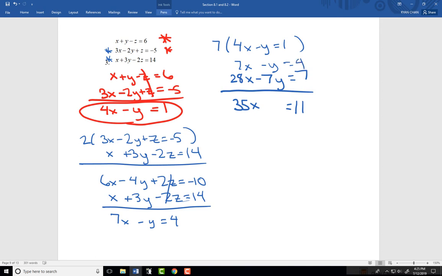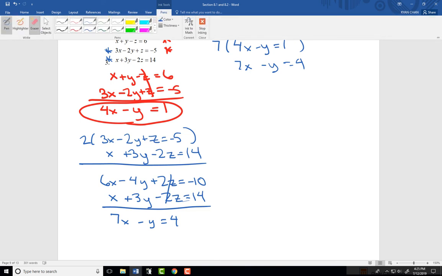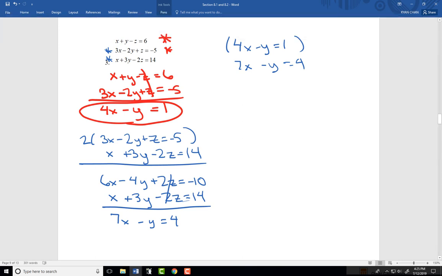So actually, here, I'd multiply by negative 1. So this will be negative 4x plus y is equal to negative 1. So I have 3x is equal to 3. I'll divide both sides by 3, and I have x is equal to 1.